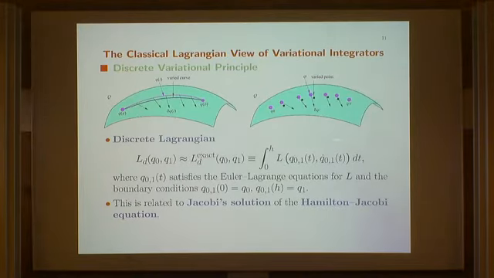It is the action evaluated along the curve which is the solution to the Euler-Lagrange boundary value problem. So it satisfies the Euler-Lagrange equations, and it is compatible with the boundary conditions prescribed at the inputs q0, q1. Of course, this exact discrete Lagrangian is not really computable, because to compute it you need to be able to solve the Euler-Lagrange equations. If you could solve the Euler-Lagrange equations, you should just stop there. But nevertheless, such a solution formally exists, and it is related to Jacobi's solution of the Hamilton-Jacobi equation. Its existence allows us to construct systematic approximations of the corresponding flow maps.